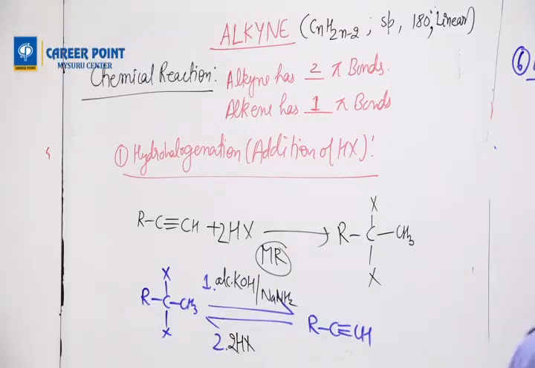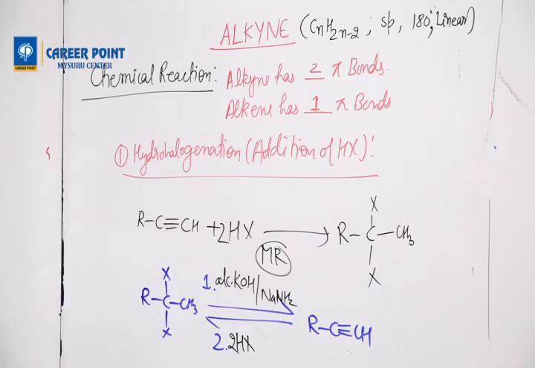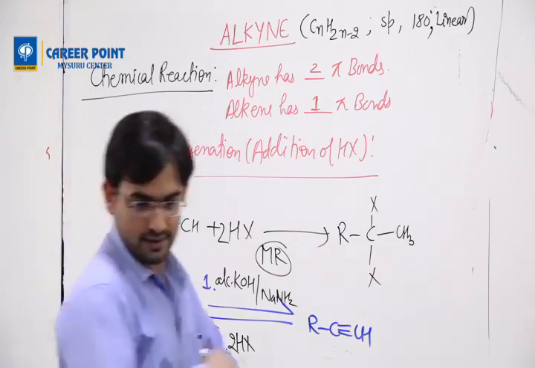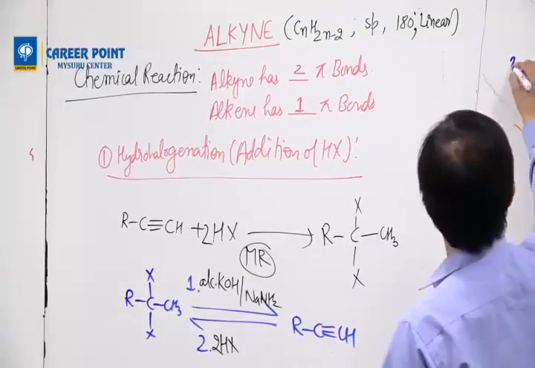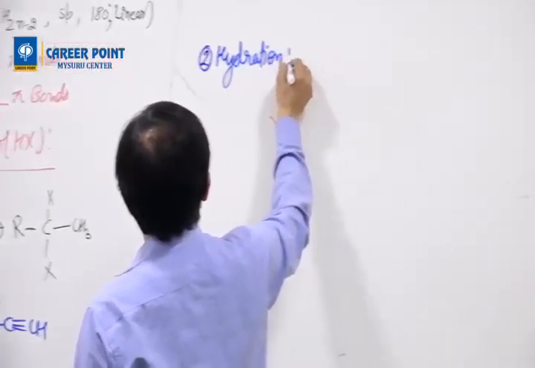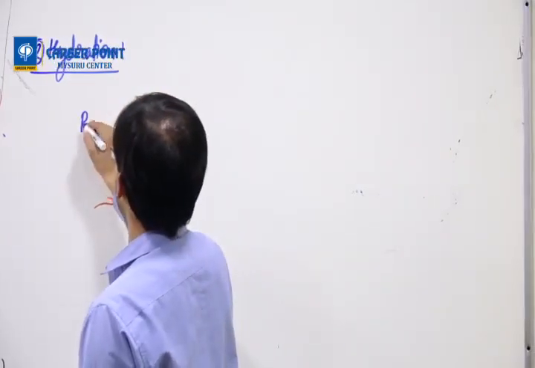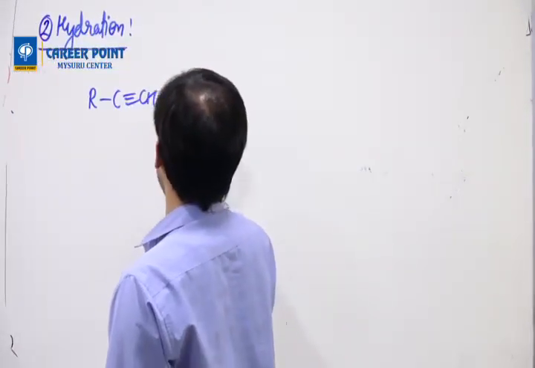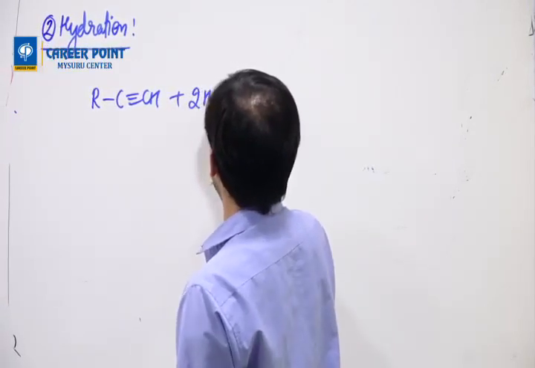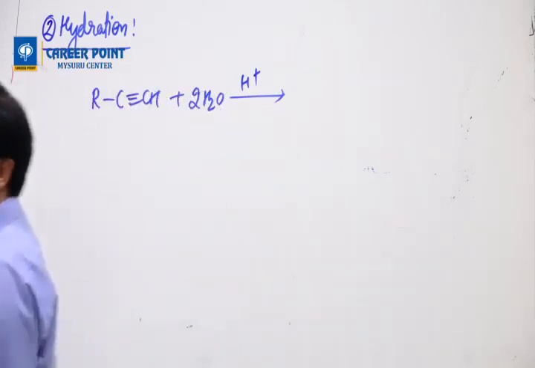Now we'll proceed to the next question. The next heading is called hydration. Hydration will have RC triple bond CH plus 2 moles of water with H plus. Tell me, what is the answer?